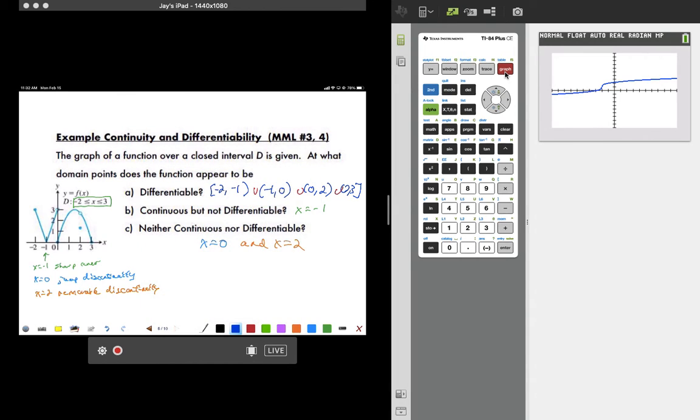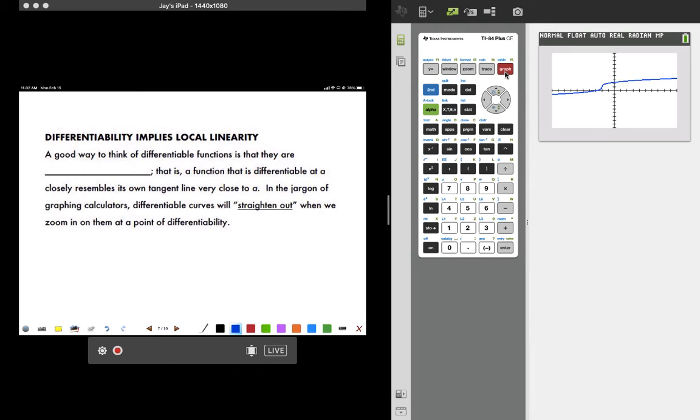Okay, moving ahead. There's a couple of important consequences of differentiability, one of which is that a good way to think of differentiable functions is that they are locally linear. So what does that mean? That means as you zoom in really close on a function, you are going to be able to see that it straightens out into a straight line.